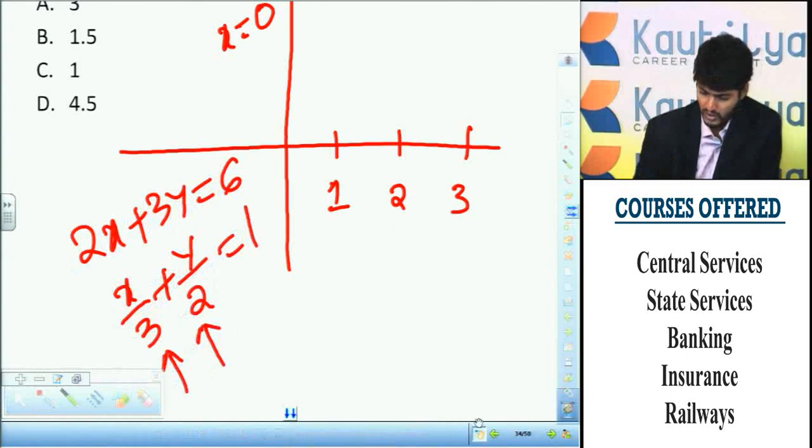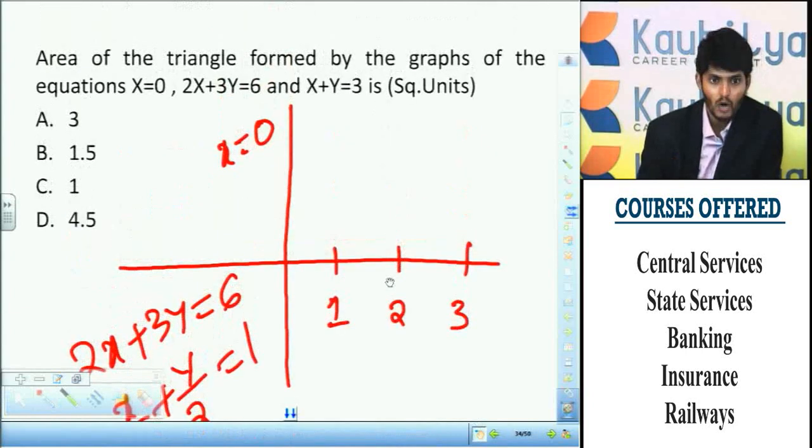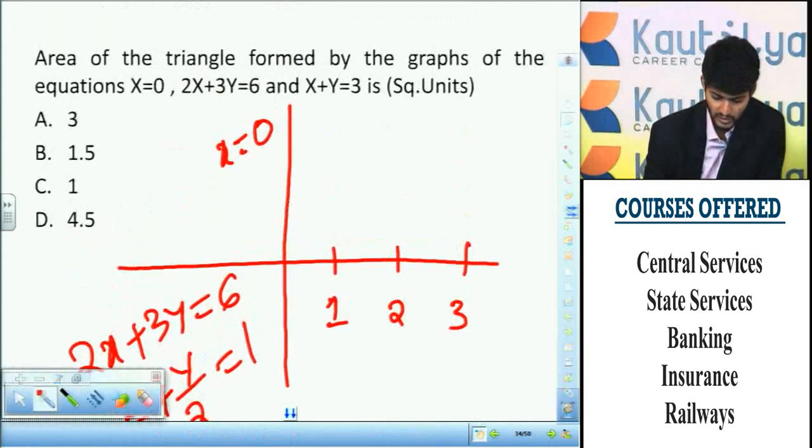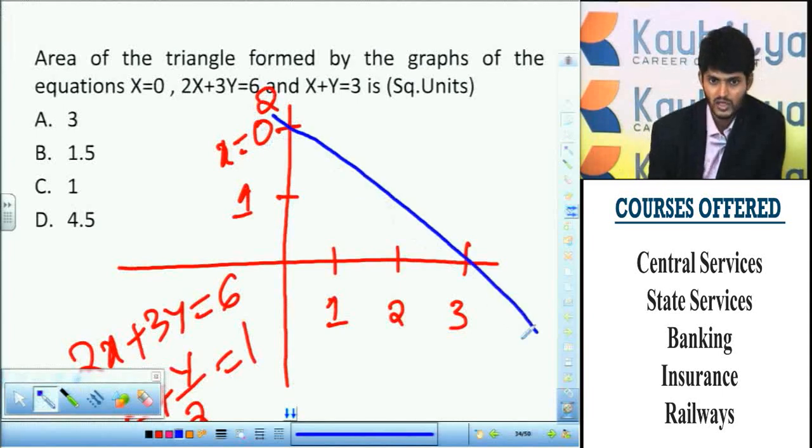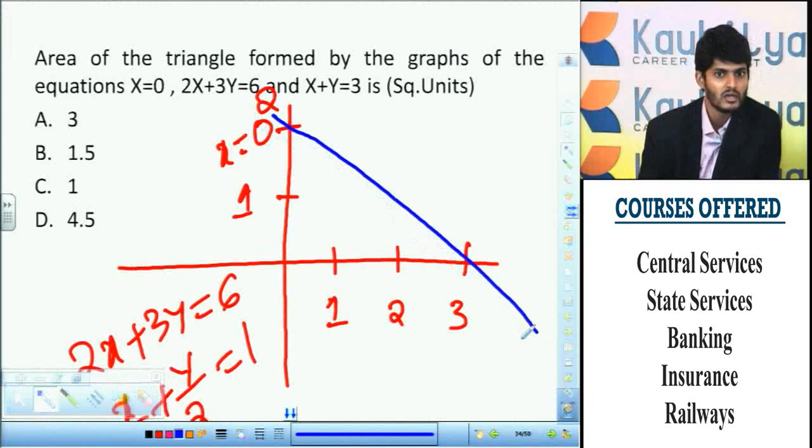Suppose I want to plot this line on your graph, how does it look? It looks like the x-intercept will be 3 and the y-intercept will be 2. So let me draw 1 and 2. Okay, let me draw this figure for you. So the line would look like this. So this distance is 3 units, this distance is 2 units. That is your second line.